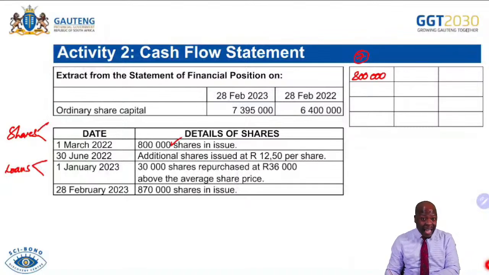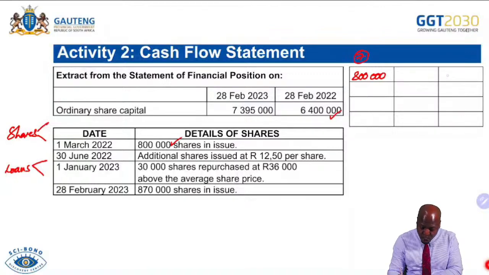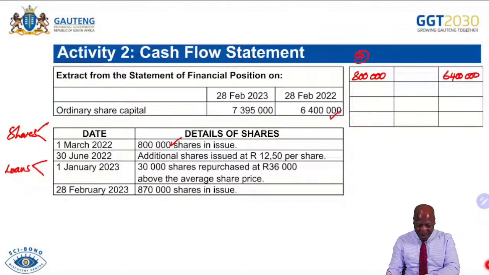So you have your 800,000. Are you following? And then, if you come to ordinary share capital, how much do you see at the beginning? 6.4 million. So that means here you also come and you say 6.4 million. Are you ready? Let's go on to the next one. What does the next one say?